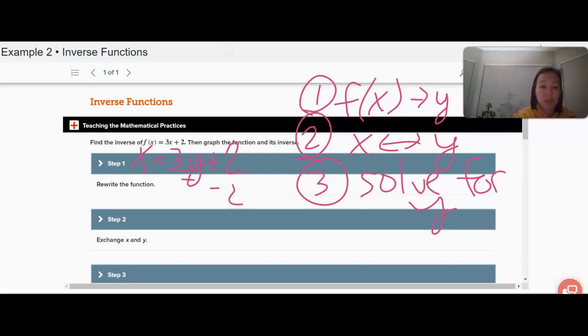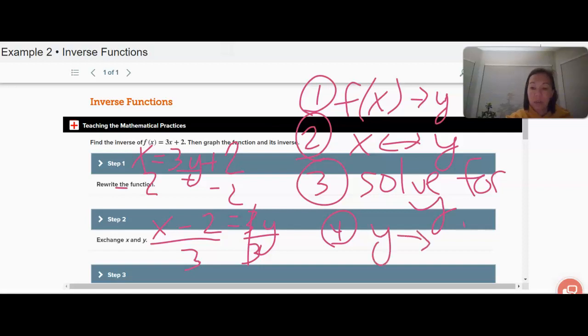So I'm going to subtract 2 from both sides. And x minus 2 equals 3y. And then our last step will be divide by 3. So now y is by itself. And then our very last step is another notation change. We're going to replace y with our new inverse notation because this is now the inverse of the original function. So I can say f inverse of x equals x minus 2 over 3.